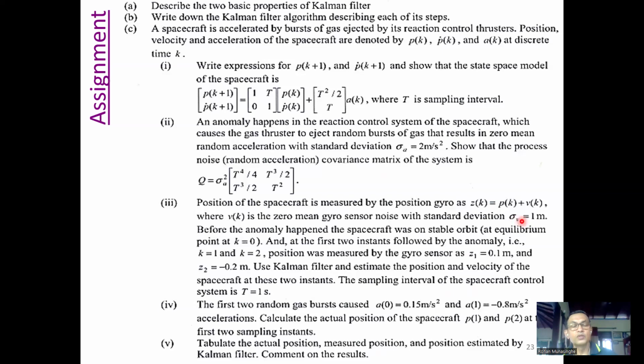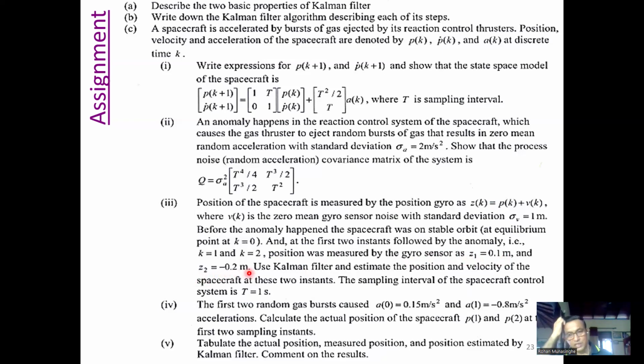Before the anomaly happened, the spacecraft was on a stable orbit at the equilibrium point, k equals 0. So you can assume it to be located at the 0 point at k equals 0. Then you got this anomaly and the thrusters are now emitting gas bursts here and there. At the first two instants followed by the anomaly, that is k equals 1 and k equals 2, going from 0 to 1 to 2, position was measured by the position sensor as 0.1 meter and minus 0.2 meter.